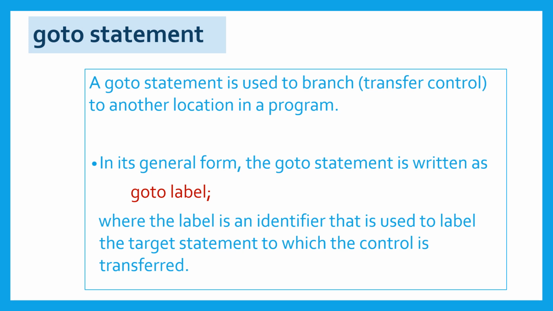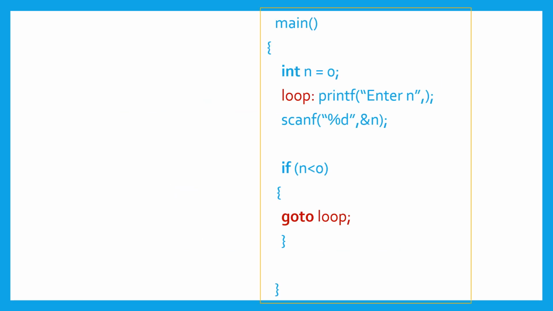Next one is the goto statement. It is an unconditional jump statement. So goto label. Whichever part is labeled, the control will be transferred to that part of the program. So here is the program exercise. Those who are interested can work out this program.